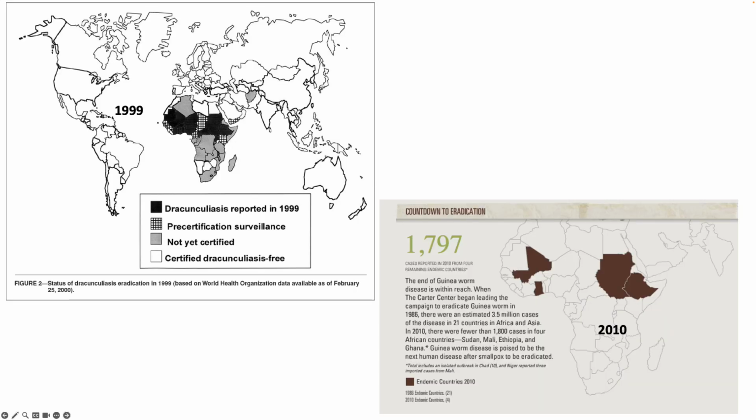And this slide shows the situation in 1999. The panel on the left highlights that guinea worm cases as a result of eradication efforts were really limited to areas of the world that included Africa, the Arabian Peninsula, and Afghanistan. And more progress was made between then and 2010. Looking at the map on the lower right, about 1,800 cases of guinea worm were estimated to have occurred worldwide, and these were limited to just 4 countries in Africa.